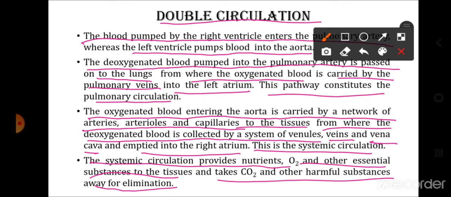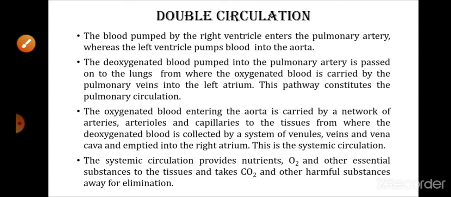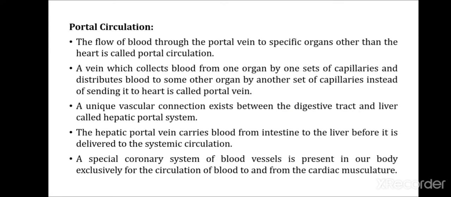Systemic circulation का काम ये है कि useful materials जैसे कि nutrients हैं, oxygen है, कोई essential substance है, उसको वो tissue तक पहुंचाते हैं. And tissue में जो carbon dioxide है या दूसरे कोई भी harmful substances हैं उसको वहाँ से वो eliminate करता है. So that is regarding the double circulation.